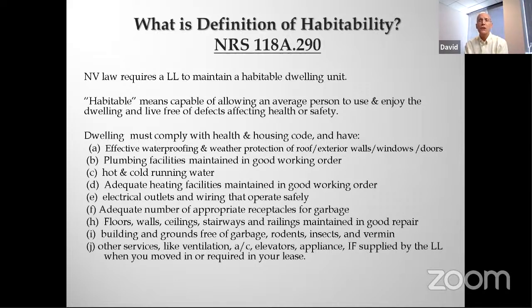NRS 118A.290 contains a complete list of everything that's required in a dwelling unit in the state of Nevada. If you rent a unit in Nevada and the landlord says you're renting this as is, it doesn't mean anything. It's not valid. The landlord has to give you a habitable dwelling unit at the inception of the tenancy. So there's no as-is situation here in Nevada. It's not a car. It's not personal goods. It's an apartment, a dwelling unit, and it must be habitable. So keep that in mind. If the landlord says, I'm not responsible, well, the landlord probably is responsible, and you just need to hold the landlord's feet to the fire. This is how you do it, by pursuing your rights under Nevada law.